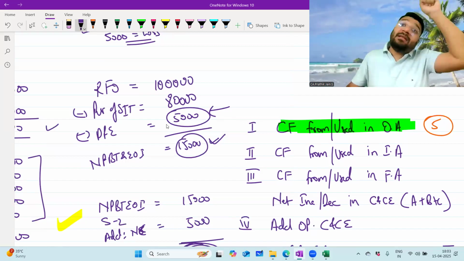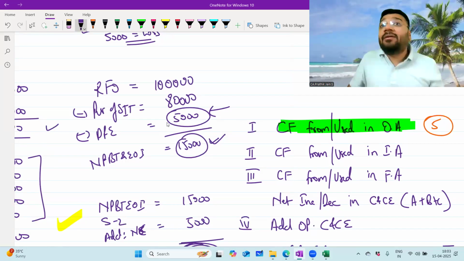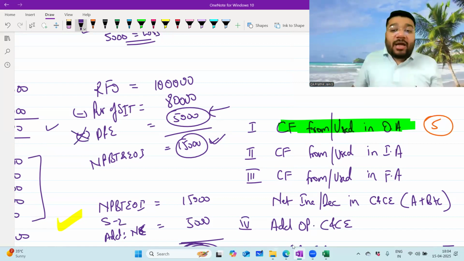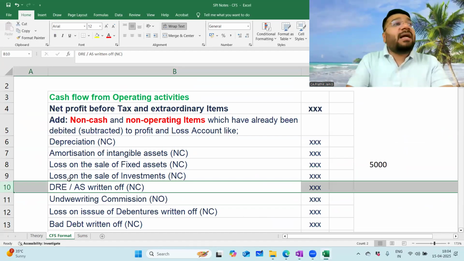Did I pay any money in this year? No. This is already paid in the earlier years. Did any cash outflow happen? No. To cancel this minus item, what am I supposed to do? Add back. So are you clear with the logic why the deferred revenue expenditure is added? Same thing applies to advertisement suspense, preliminary expenses, and any other expenses written off.